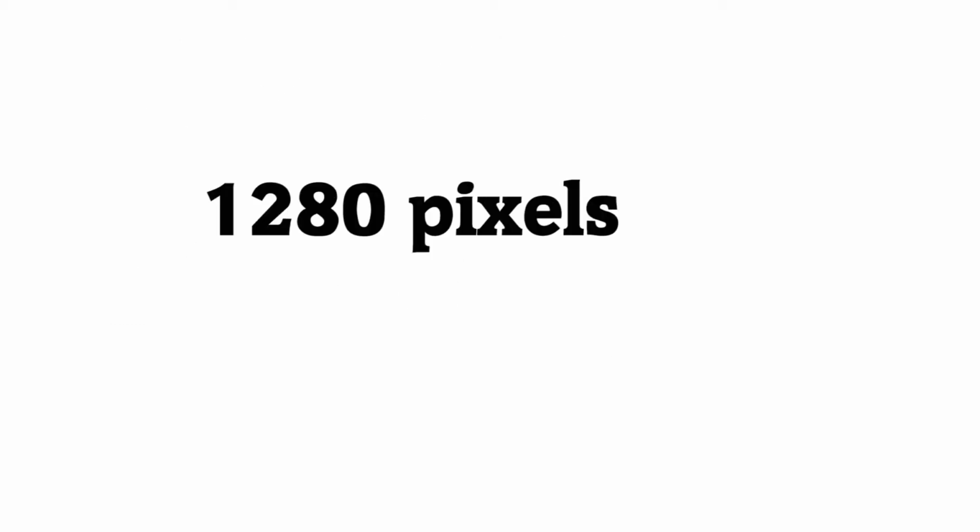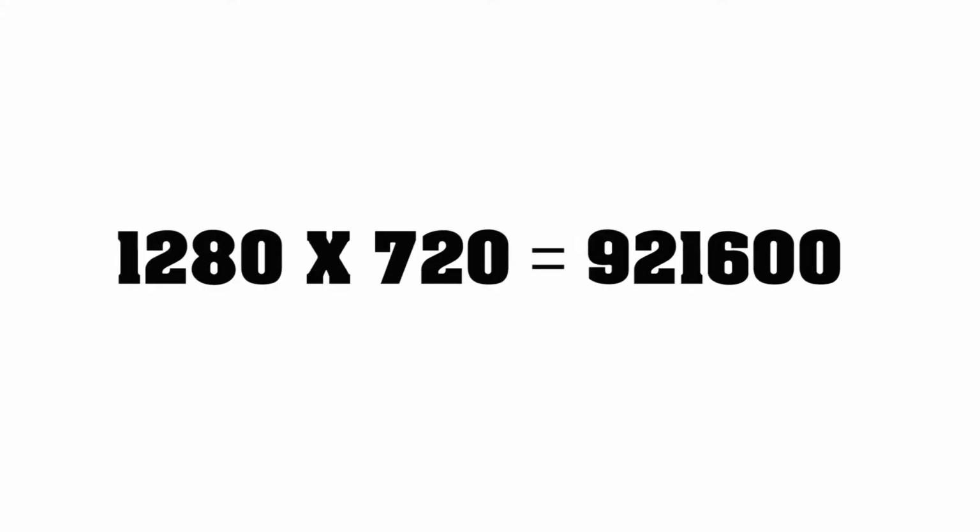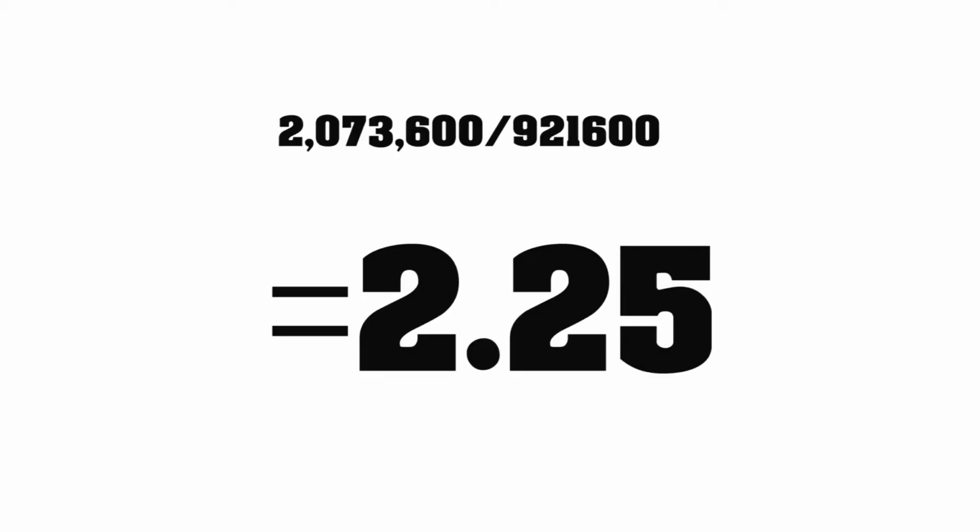720p has 1280 pixels going across the screen and 720 pixels going down the screen, which gives a total of 921,600 pixels. So that means 1080p has 2.5 times more pixels than 720p resolution. But don't worry, 720p is my favorite format.